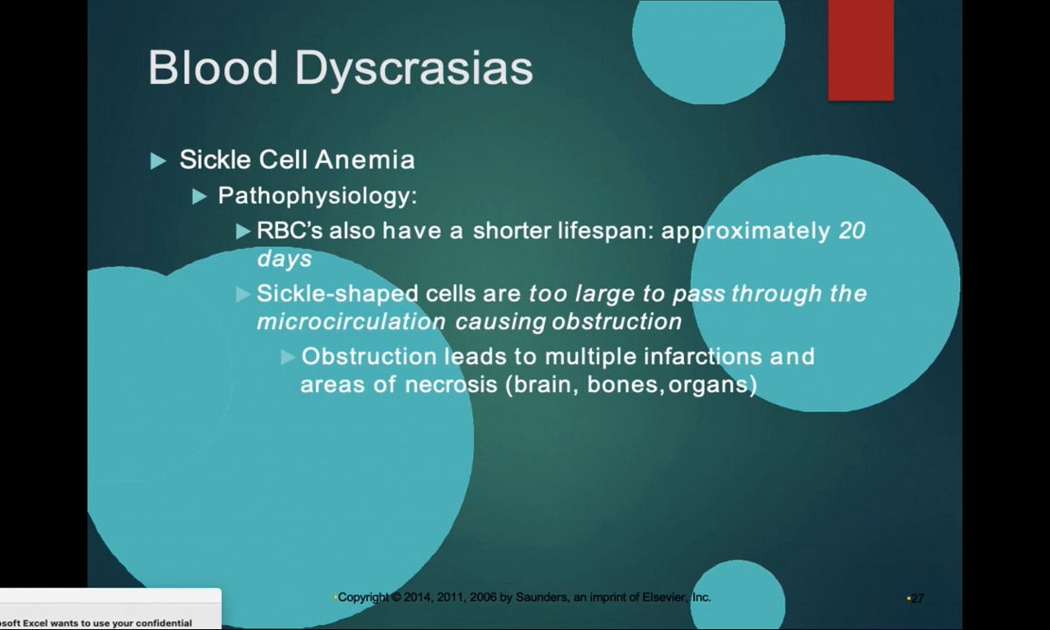So with sickle cell anemia, the lifespan is much shorter. It's approximately 20 days. The sickle-shaped cells are much too large to pass through the microcirculation, and that causes obstructions. The obstruction can lead to multiple infarcts, right? And when you have an infarct, it can lead to necrosis of any of the organs, the bones, and even the brain.